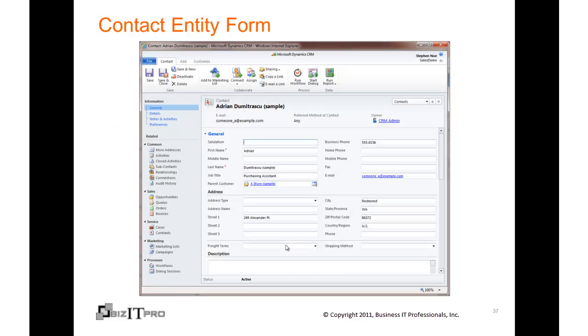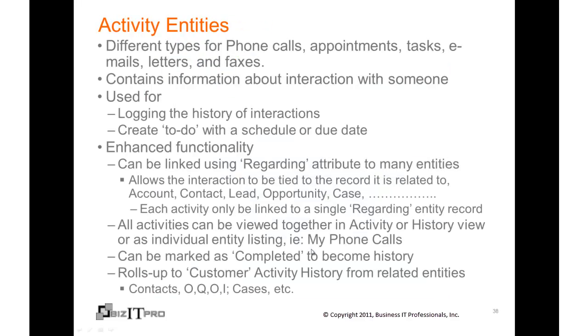Here is the contact entity form. If you'll notice, it has a reference to parent customer. The parent customer could be either an account or a contact. This is unique within CRM. Activity entities are different types of entities that are supported for phone calls, appointments, tasks, emails, letters, and faxes.